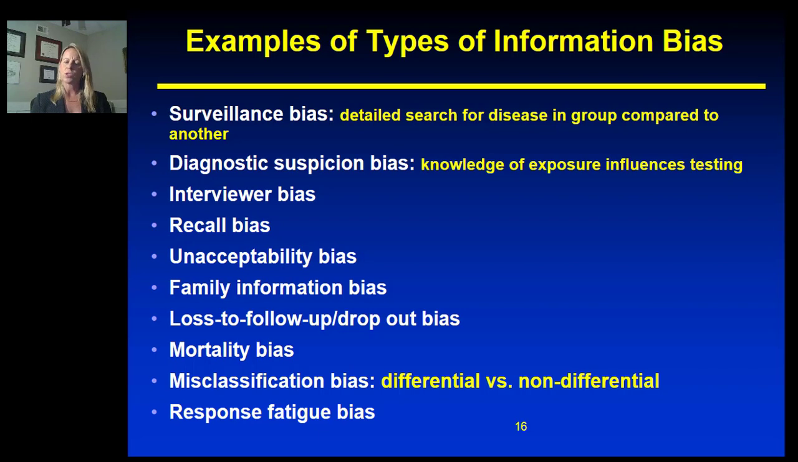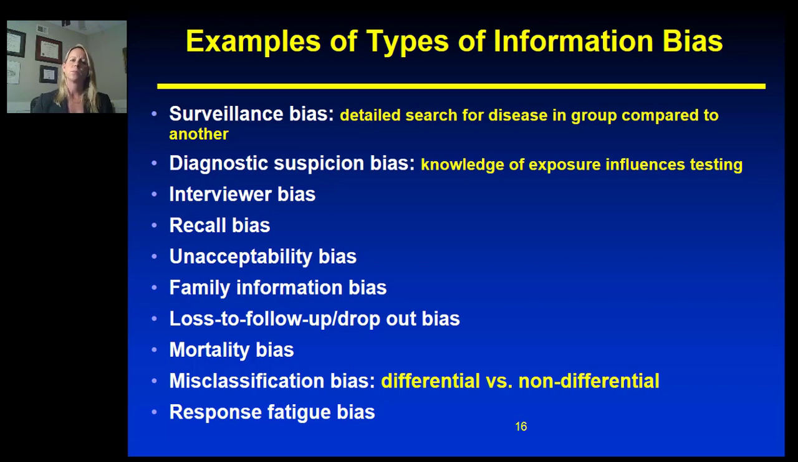Selection bias is what we just talked about. Frankly, there are many more kinds of information biases than there are selection bias. And that's largely just because of the way information is collected and all the different mishaps that can occur in a study. So this is a list of a few key information biases, but by no means an exhaustive list.